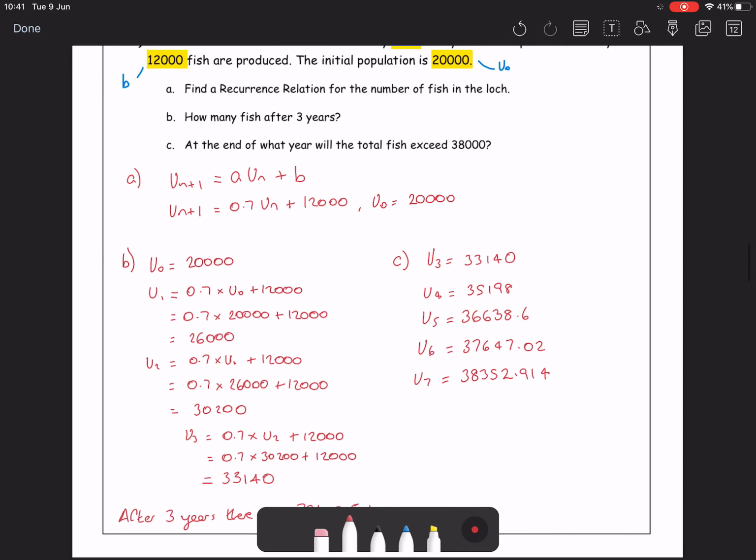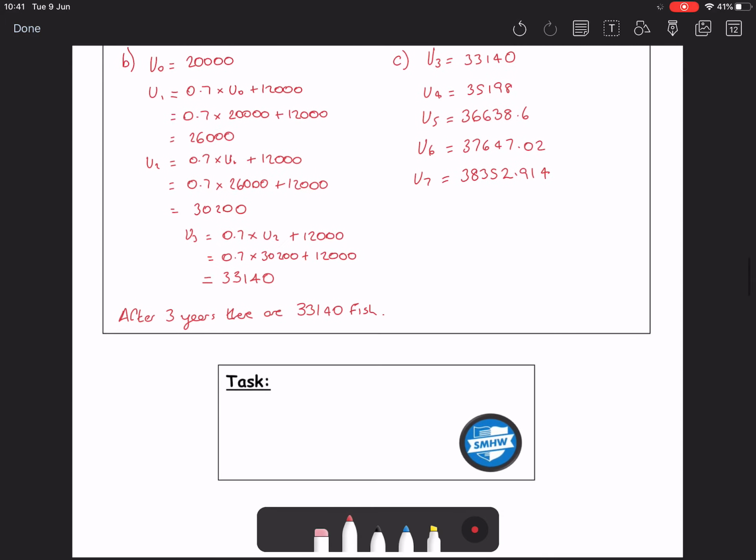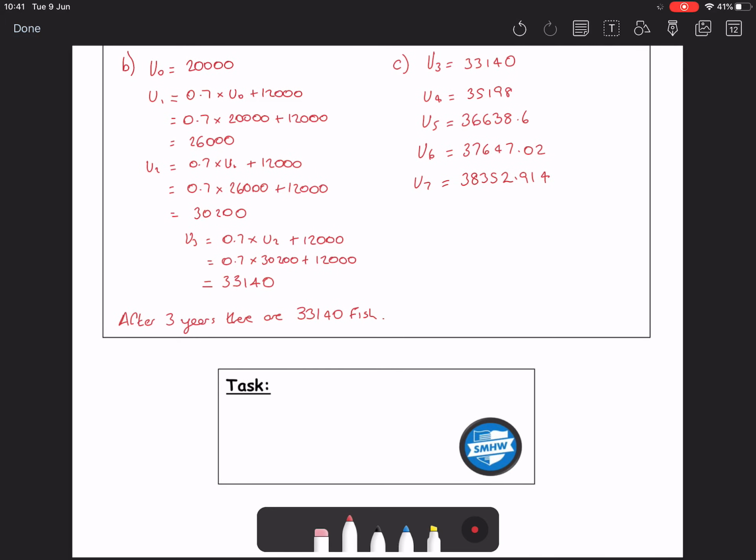So at the end of what year will the total fish exceed 38,000? At the end of year 7, I have a value greater than 38,000. So at the end of year 7, the total fish will exceed 38,000.